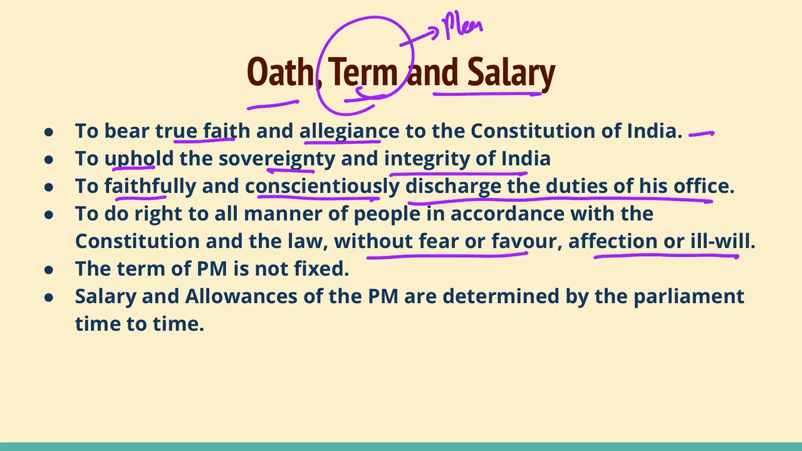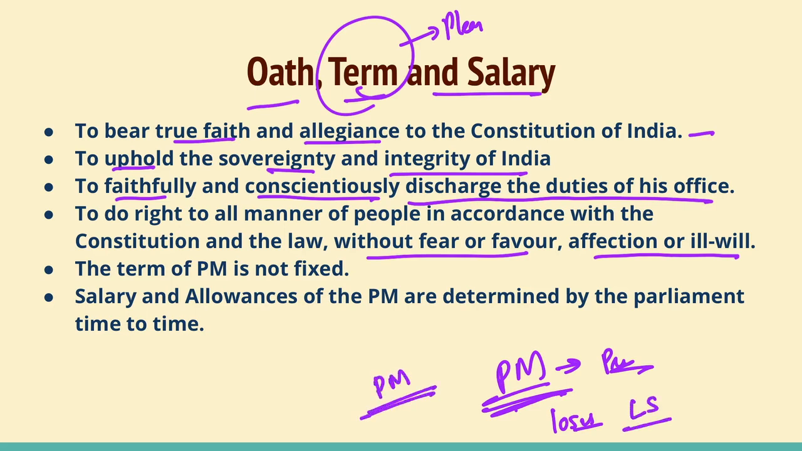This does not mean that the President can dismiss the Prime Minister at any time. So long as the Prime Minister enjoys the majority and support in the Lok Sabha, he cannot be dismissed by the President. And if the Prime Minister loses his confidence in the Lok Sabha, at that time the Prime Minister has to resign from his office. If the Prime Minister does not resign, then the President has a right to dismiss the Prime Minister from his office.